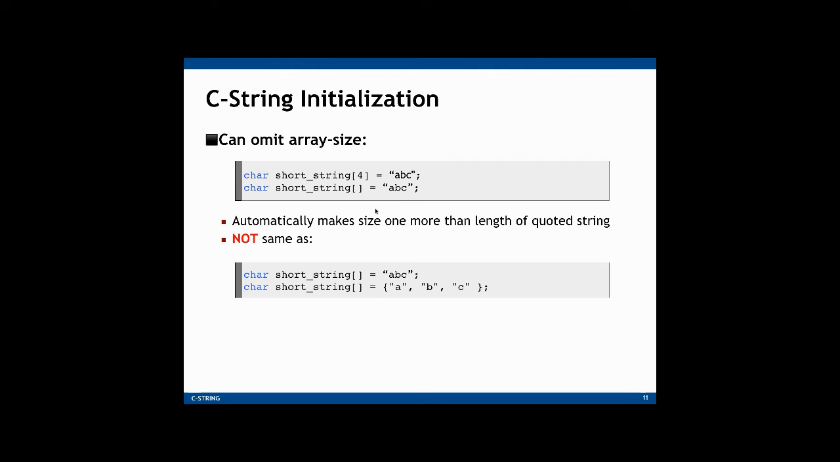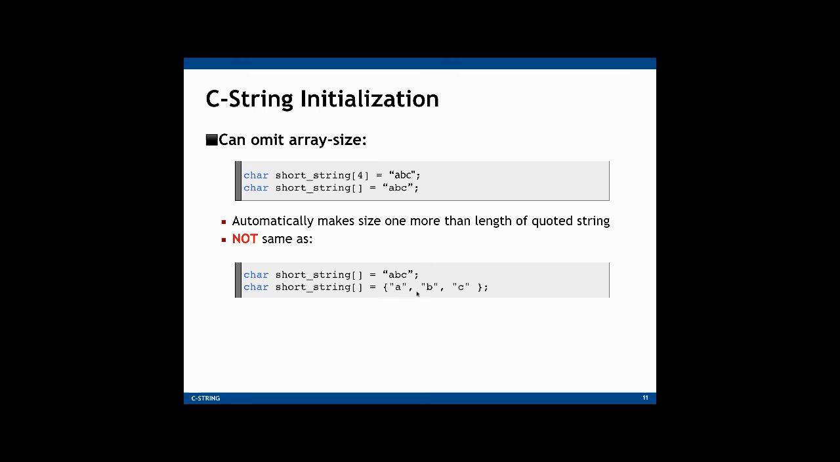But you must note that these two are not equivalent. Even though these two are equivalent, these two are not equivalent. The first one puts the null character at the end of the string because this is a C string. But the second one does not put the null character at the end. So you can think that the first one is a C string variable, and the second one is not, because a C string ends with a null character.